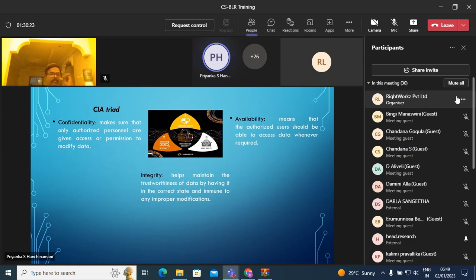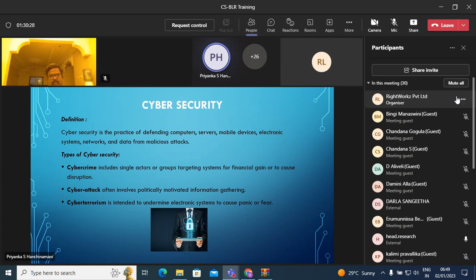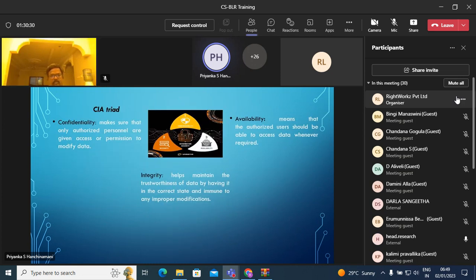Here we have a main concept in cybersecurity, that is the CIA triad. It means confidentiality, integrity, and availability. Confidentiality makes sure that only authorized personnel are given access and permission to modify data. Integrity helps maintain the trustworthiness of data by keeping it in the correct state, immune to any improper modifications. Availability means that authorized users should be able to access data whenever required.